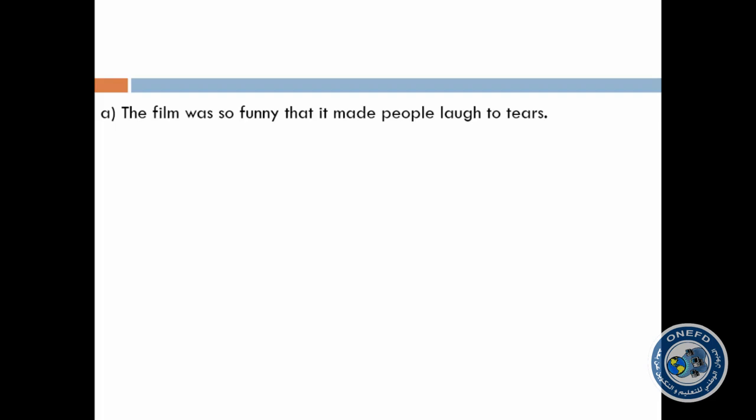So let's take a look at the last sentence of task 1 in grammar review. So sentence A, the film was funny that it made people laugh to tears. Before we answer the question, what does this sentence express? It expresses, pay careful attention, the film was so funny that it made people laugh to tears. What made people laugh to tears? It was the film being so funny.